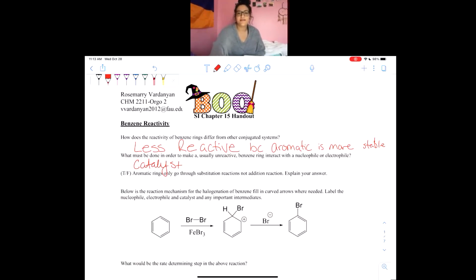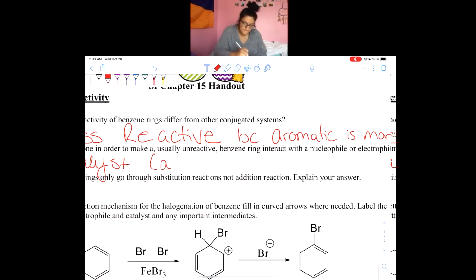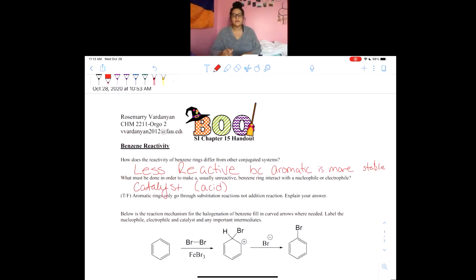Acids. Cool, exactly. And what else? It's kind of like the opposite to an acid. And bases, exactly. So we can use acids or bases, but in this case, we are going to use acid catalysts. And there's going to be specific catalysts for each specific reaction, but we'll go into that as we do each specific reaction.